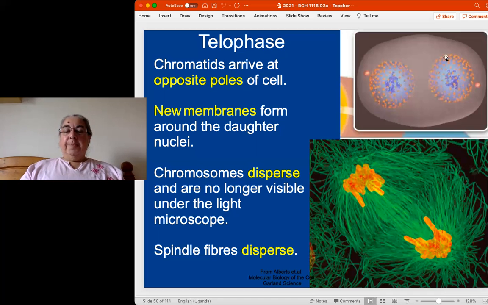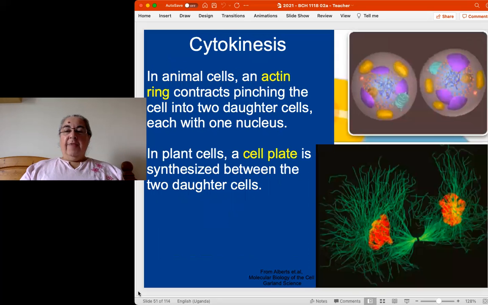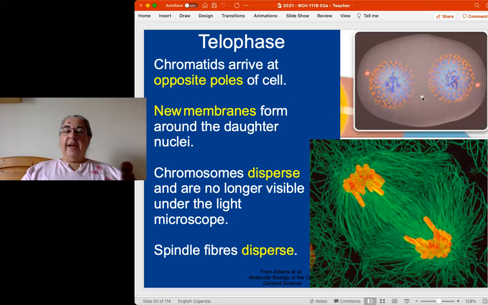So telophase is basically putting everything back the way it was before, except for having two nuclei, each with its new set of duplicated chromosomes in it. And then the last stage, cytokinesis, is to divide the two sets of chromosomes into two new cells. So the rest of the cell contents is also divided up. All the cytoplasm and the organelles inside the cell is divided in between the two new nuclei.